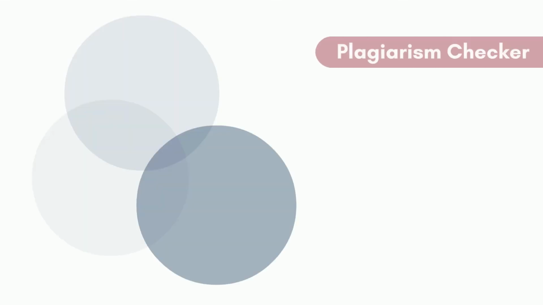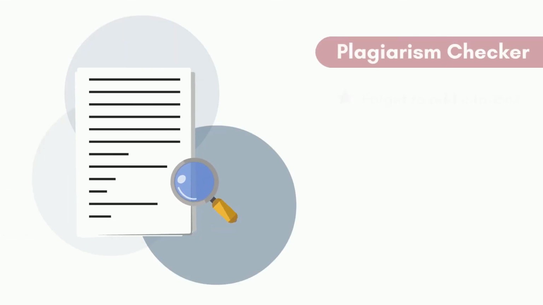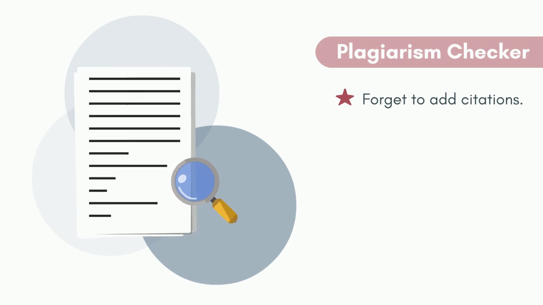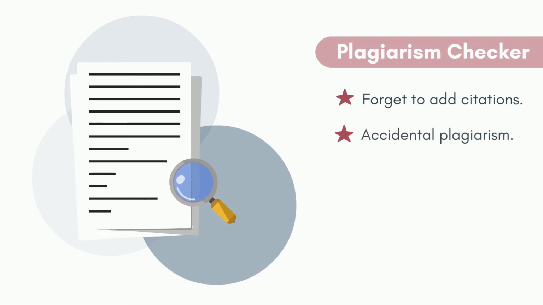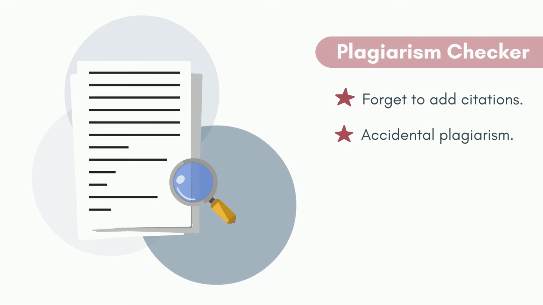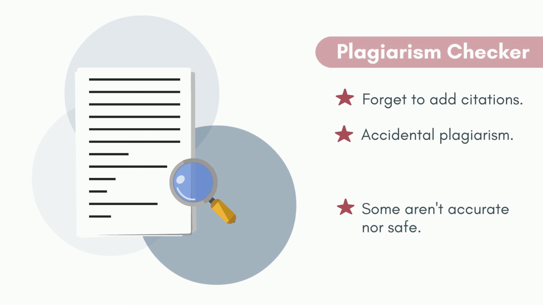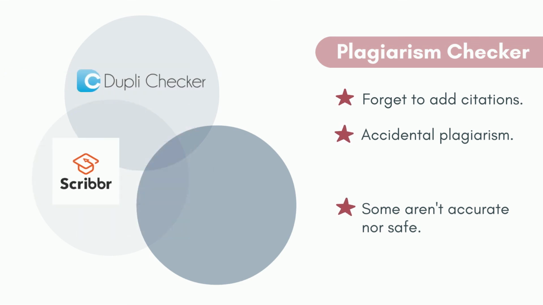Use a plagiarism checker because sometimes we can forget to add some references and we can commit accidents of plagiarism. The checker compares your work and finds similarities with others. Some checkers aren't accurate nor safe, but I recommend using DupliChecker, Scribbr, and Grammarly.